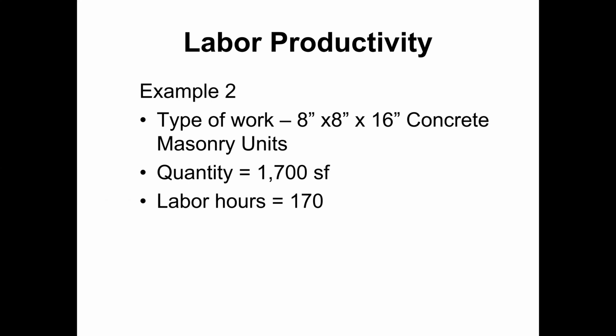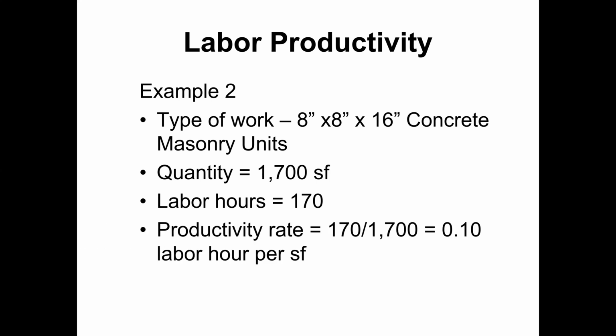So wall thickness is 8 inches, and the area of that wall is 1,700 square feet. Now labor hour is 170. So productivity rate will be 170 divided by 1,700, the quantity of that concrete masonry unit wall or blockwork wall. So the productivity rate is 0.10 labor hours per square foot.